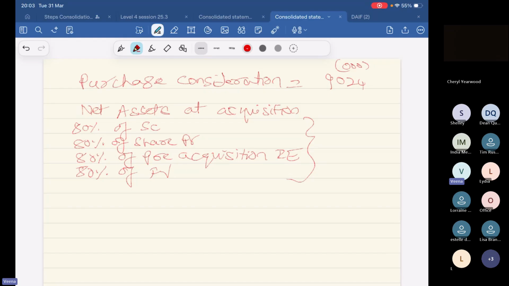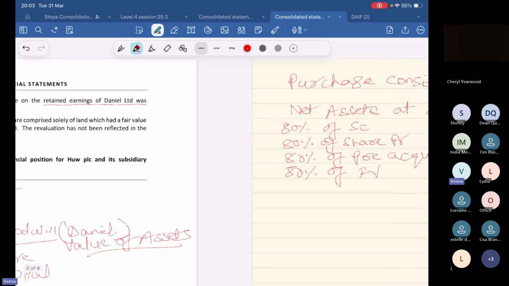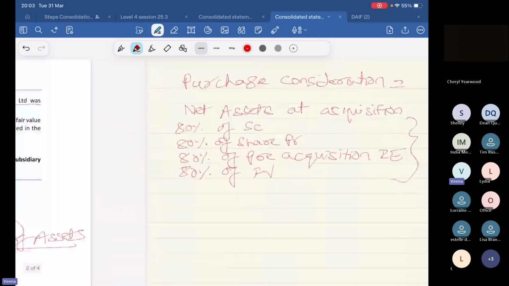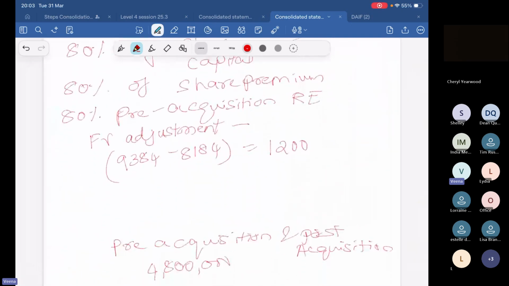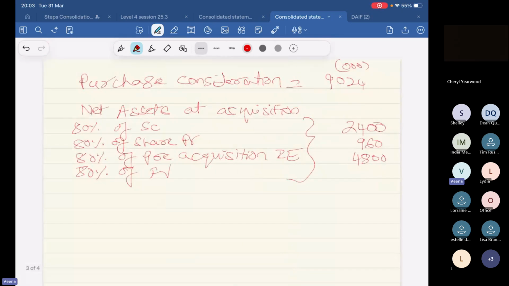Okay, so you don't even have to do it like this. If I take share capital as the original numbers, which are 2,400, share premium as 960, pre-acquisition retained earnings as 4,800, and the profit which we just calculated as 1,200, you can add all of them, guys, and then just calculate 80% of that. That will give you the answer.